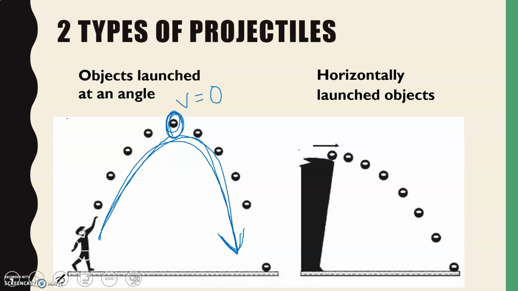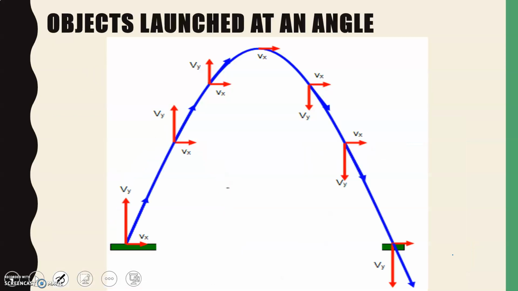Or, like with the cannon scenario, you can have horizontally launched objects. So that means you're trying to launch it horizontally, but of course gravity is pulling it downward. So it also has that curved path. So two curved paths because it is projectile motion. So let's look more at objects launched at an angle.